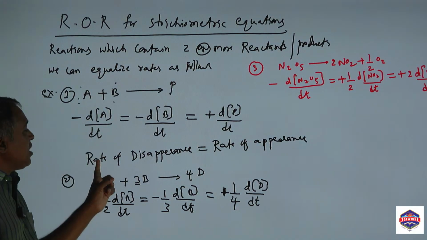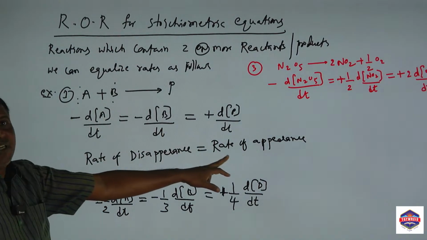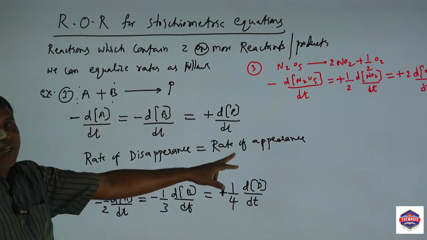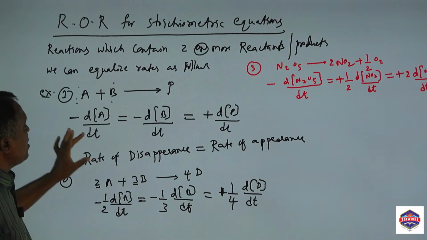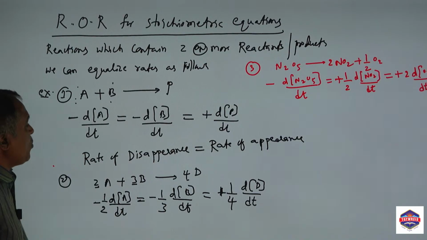This is based on the fact that the rate of disappearance of any reactant must be equal to the rate of appearance of any product in any chemical reaction. This is the correct one. That is why the rate of disappearance is equal to the rate of appearance of the products.